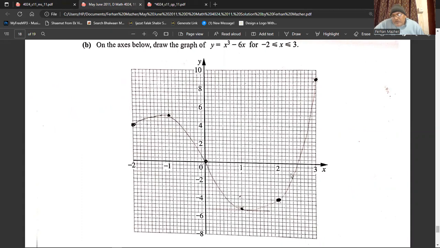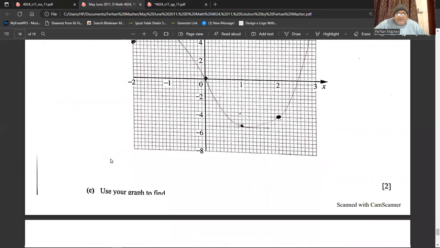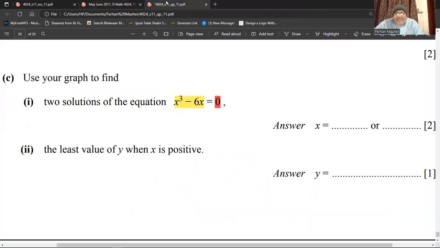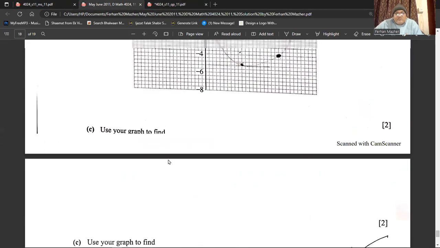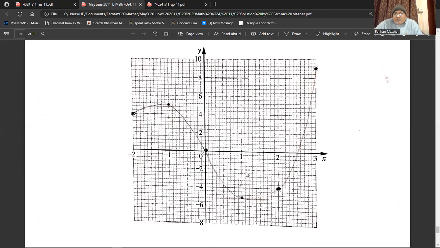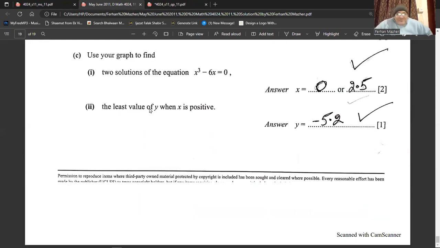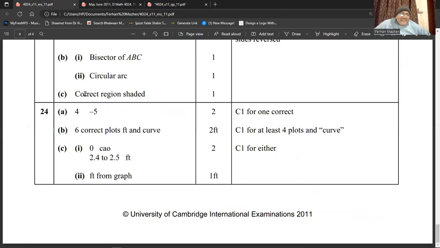So here the x value will be 0. Here the x value will be, I think, 2.5 something. The solution will be 0 and 2.5. Then their question is the least value of y when the x is positive. Here the x is positive. So what is the least value of the y? Here somewhere it is the least value. It is -5 point something, I think. It is -5.2. So hopefully you understand. Let's check. 0, 2.4 to 2.5, and from the graph. Okay.